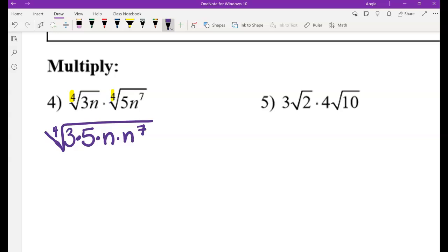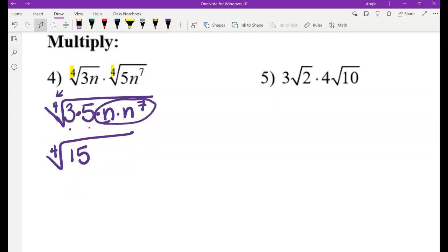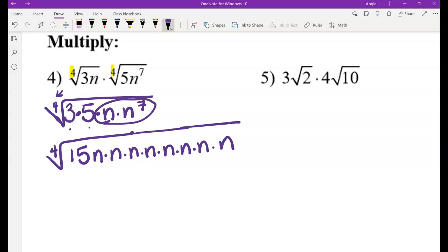So on the inside, we have 3 and 5. They're both prime numbers, and with an index of 4 they cannot be simplified out. So on the inside, we will have the 4th root of 15. Now guys, n times n to the 7th, that's n and n to the 7th, that's 7 more n's, okay? So I'm going to write 7 more n's. 1, 2, 3, 4, 5, 6 and 7, okay? 1, 2, 3, 4, 5, 6, 7.